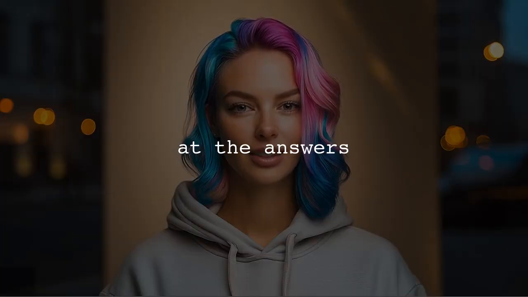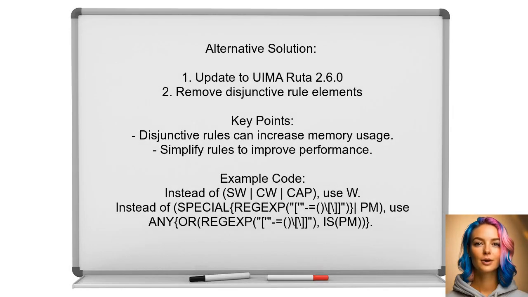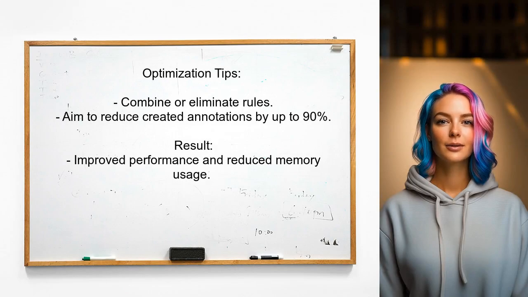Now, let's look at the answers provided by other users. An alternative approach suggests that high memory usage in Uima Ruta may stem from inefficient rules or excessive annotations. The user points out that the stack trace indicates memory issues related to disjunctive rule elements, which create new annotations for matches. They recommend updating to Uima Ruta version 2.6.0 and eliminating disjunctive rules from your script, as they are often unnecessary. The user emphasizes that optimizing rules can significantly reduce memory consumption.